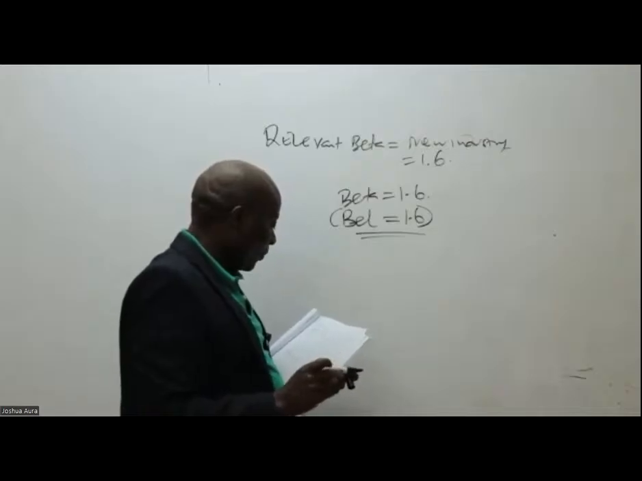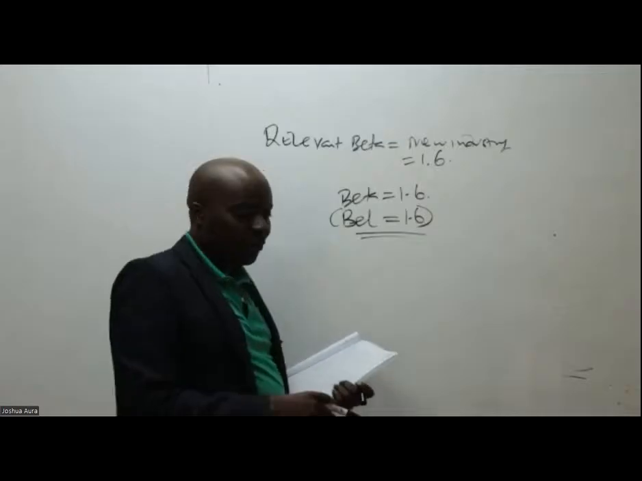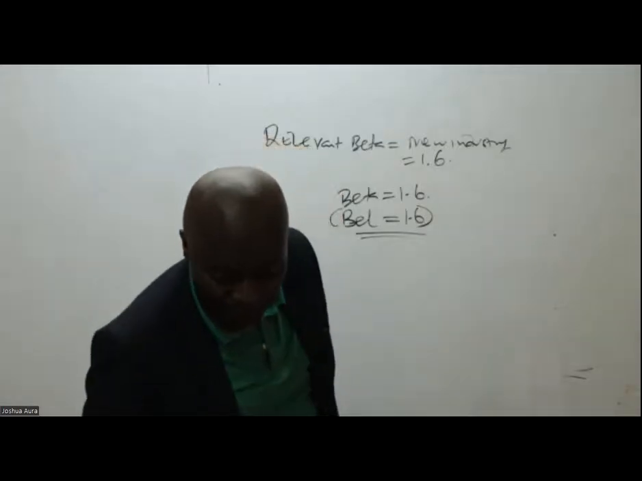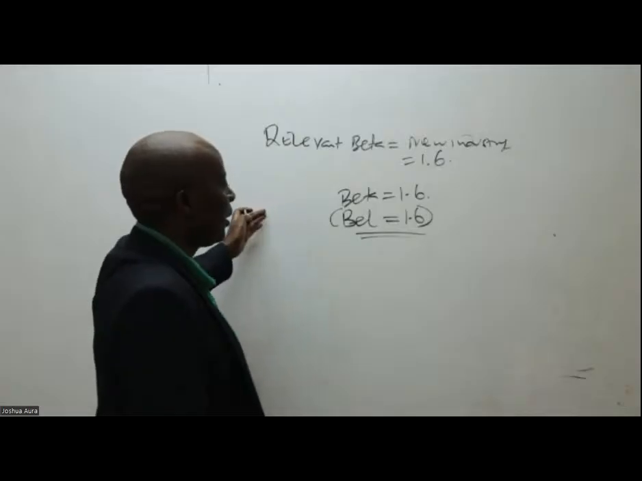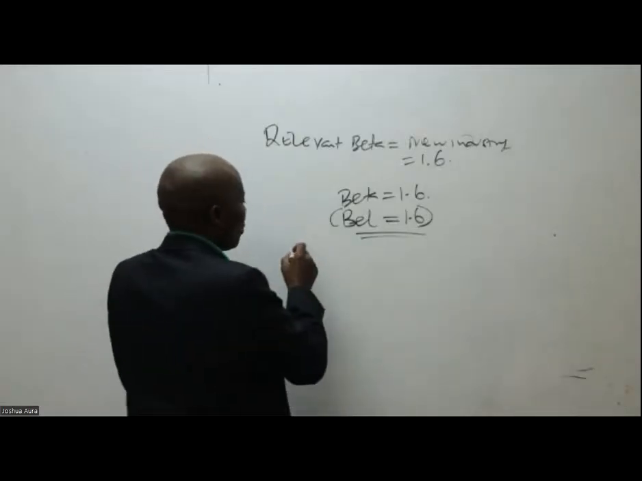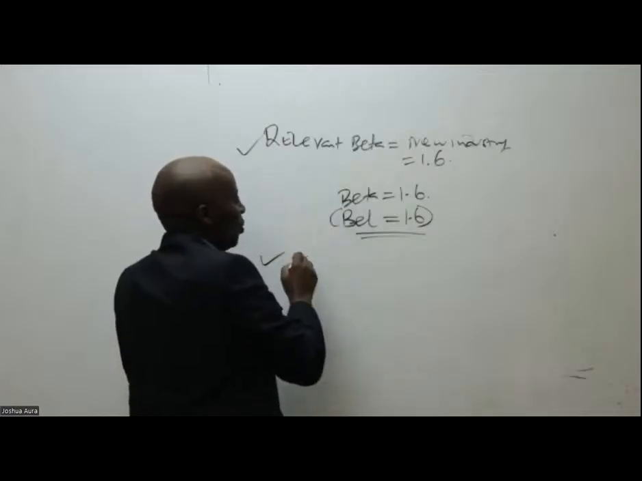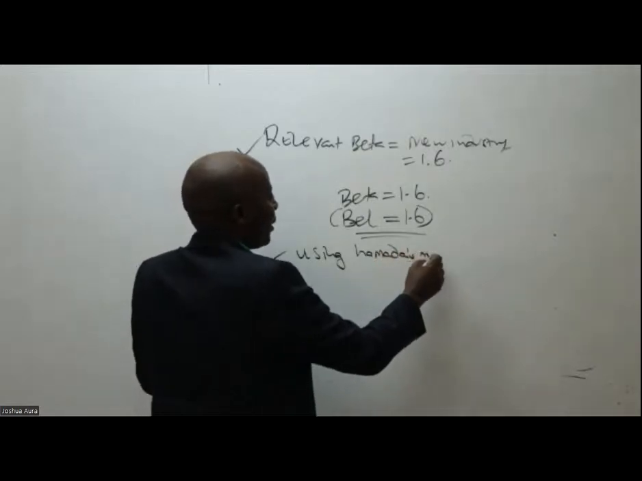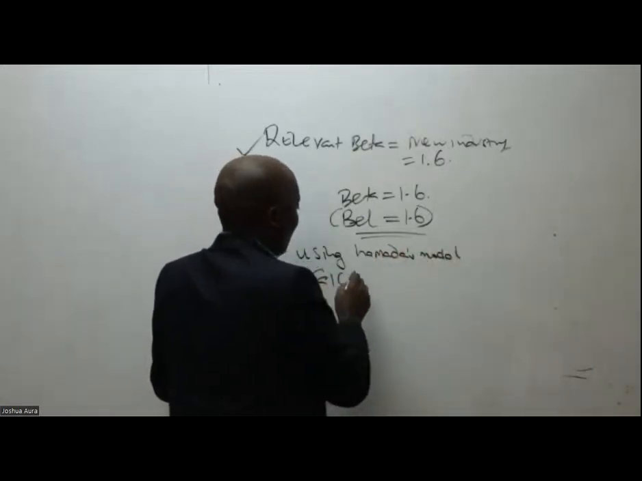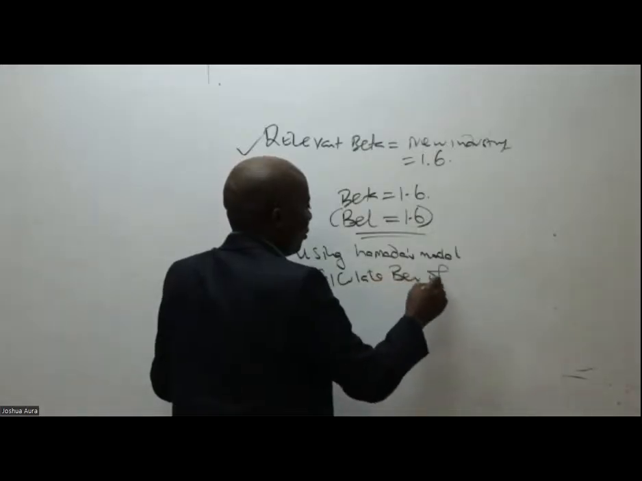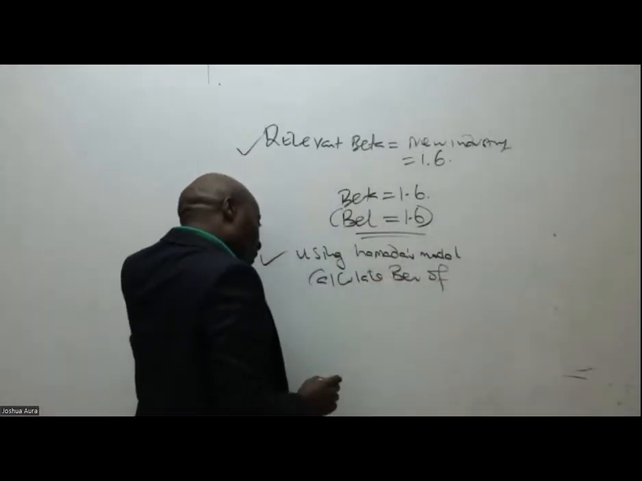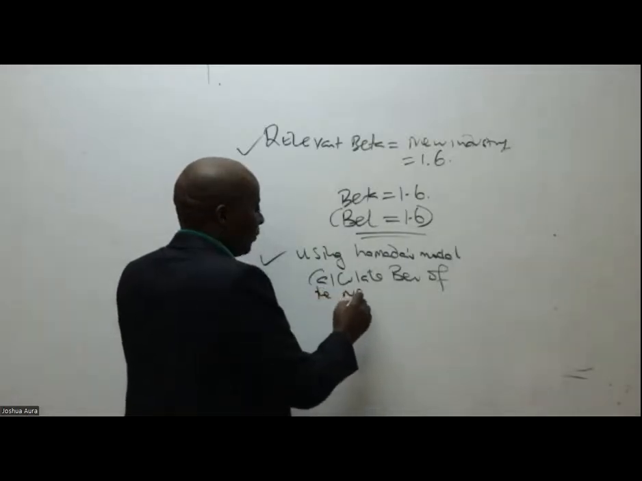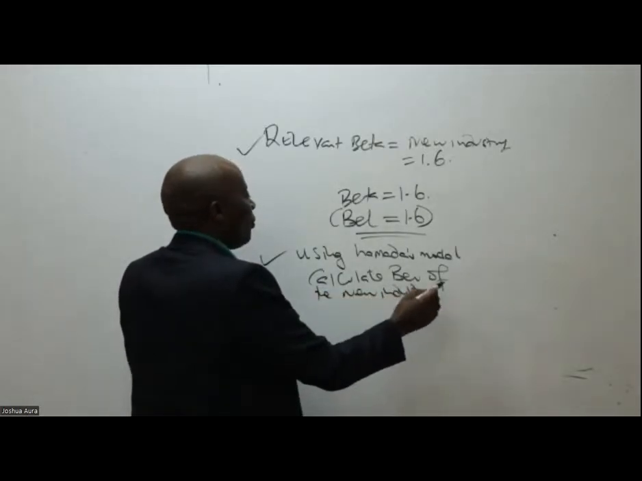So return on the market is 25%, risk-free is 10%. Assume corporation tax of 30%. The very first thing that we need to do, ladies and gentlemen, is to get a BEU out of this relevant beta. So using Hamada's model, calculate BEU of the new industry.